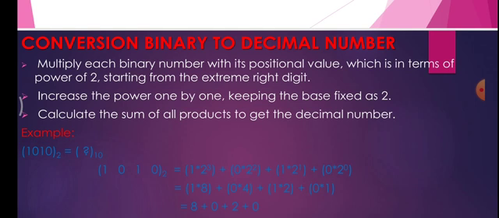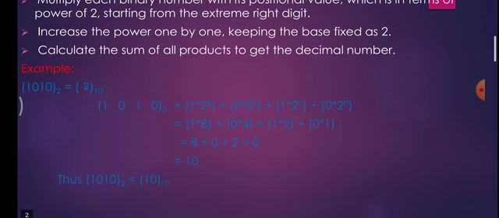First step is to multiply each binary digit with its positional value, which is in terms of power of 2, starting from the rightmost digit. Increase the power one by one, keeping the base fixed as 2. Calculate the sum of all products to get the decimal number. Let us see an example.